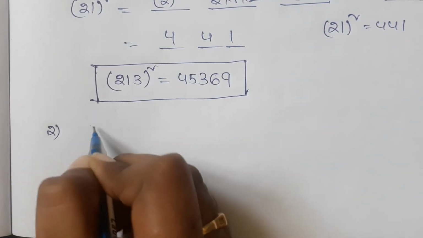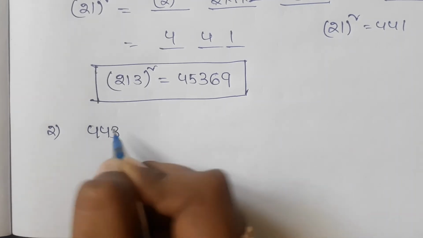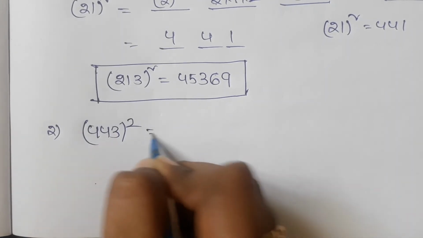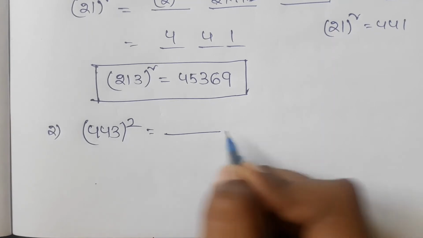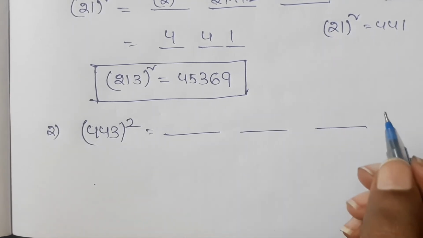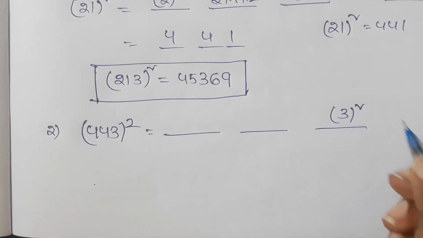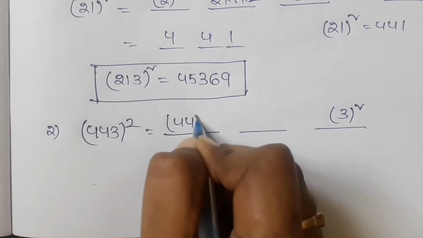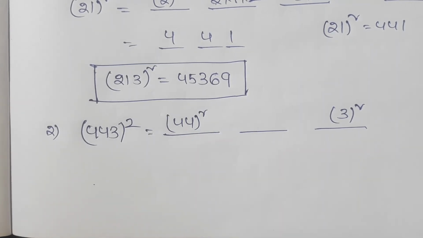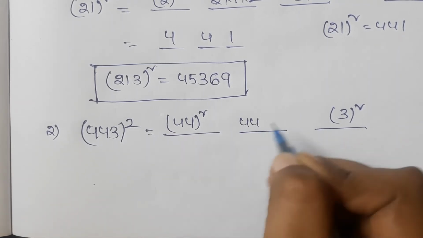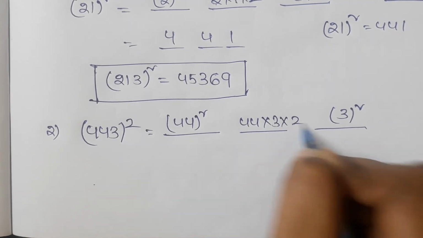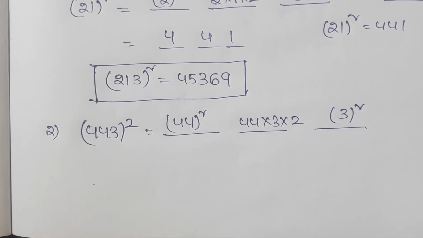Now, second one, that is 443 whole square. Here there are 3 parts. 3 square, 44 square, and 44 into 3 into 2.